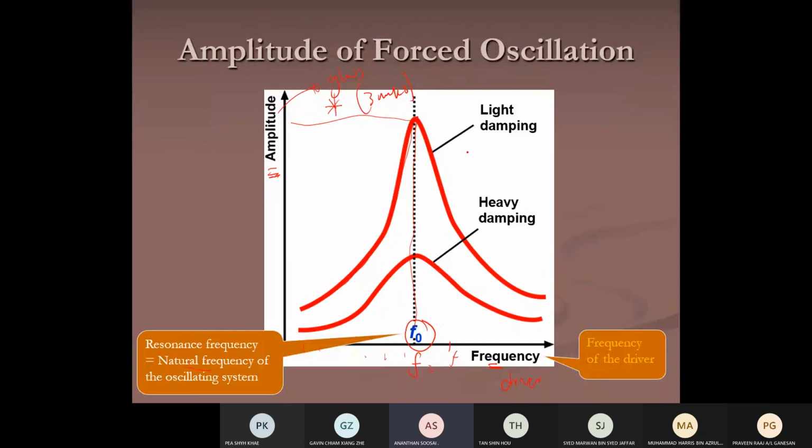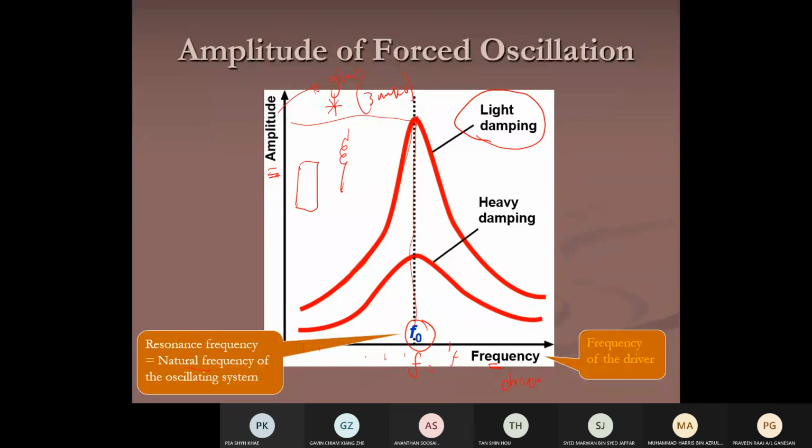So you need to draw the graph. The graph has 2 types. Light damping: if the glass or spring is lightly damped, that means the resistance between the atoms is not that strong. So when resonance happens, the amplitude can grow very high.